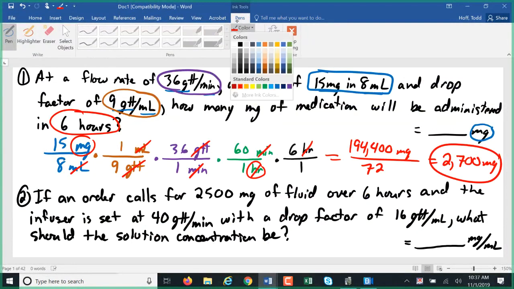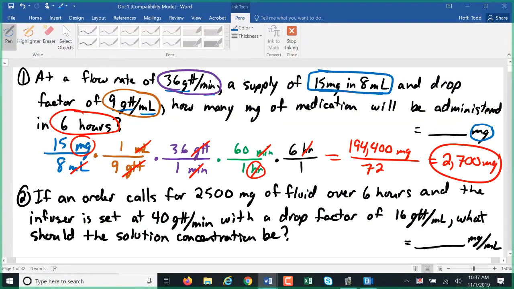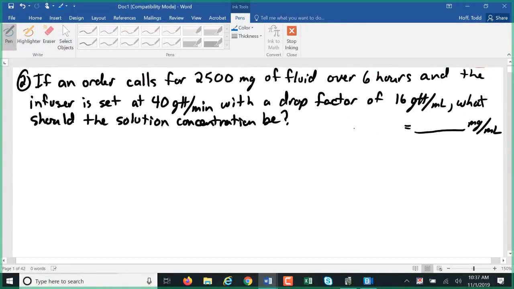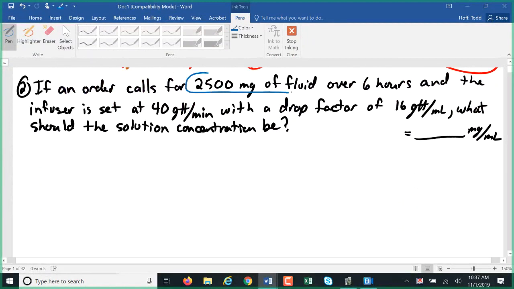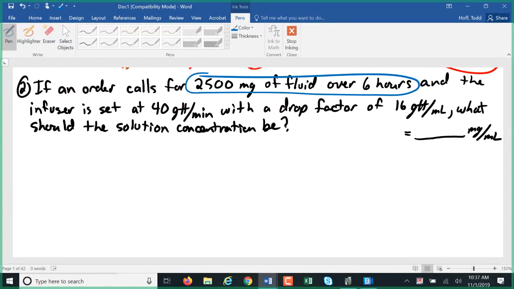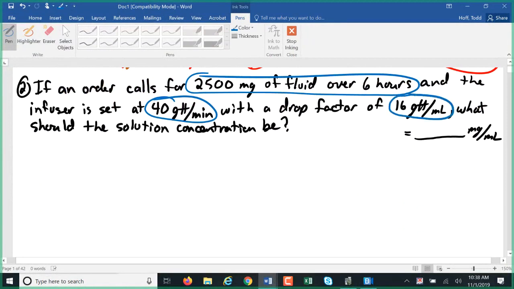So for number 2 here, similarly, pretty much everything we're given here is a rate. Remember, anytime we have a rate, it can be used as an equivalency. But right at the very beginning here, we have 2,500 milligrams over 6 hours. That is a rate. That is telling us 2,500 milligrams is equivalent to 6 hours. Infuser is set 40 drops per minute. So 40 drops is equivalent to 1 minute. 16 drops per milliliter. 16 drops is equivalent to 1 milliliter.